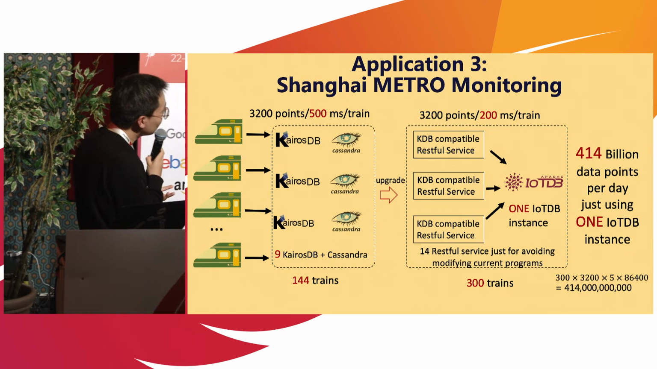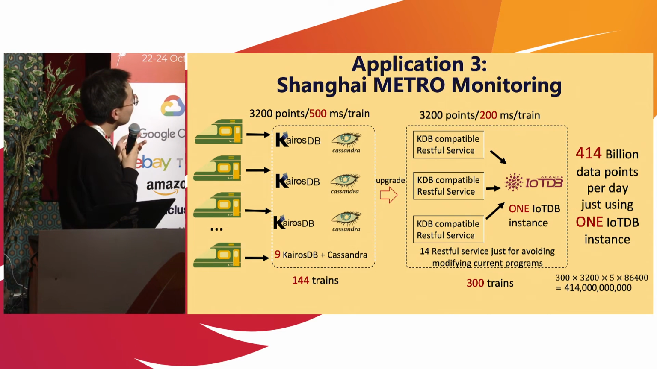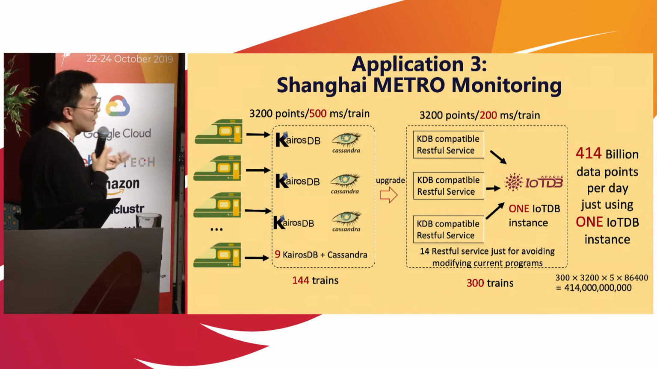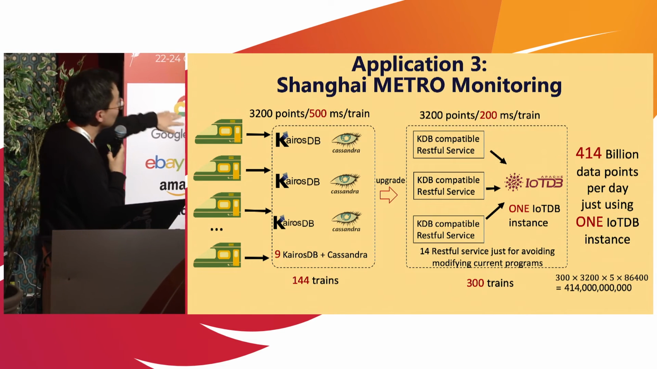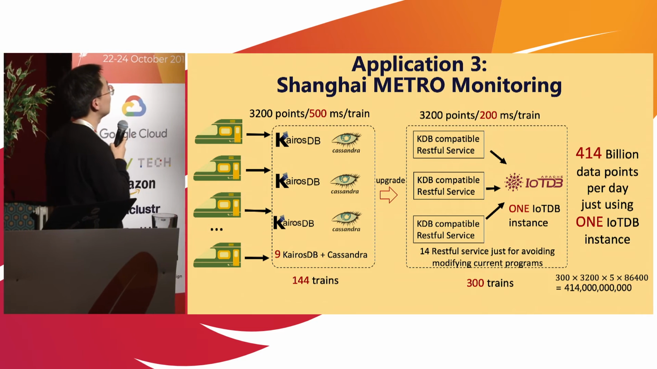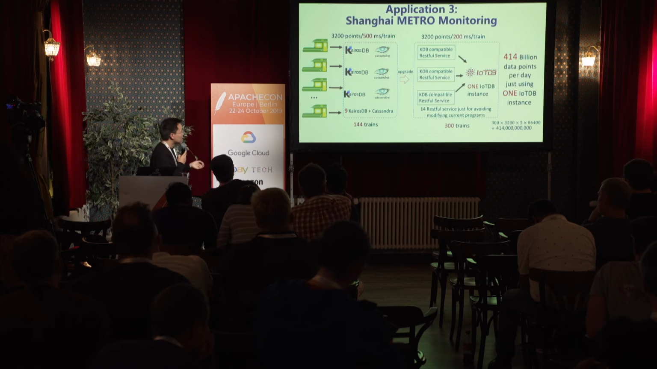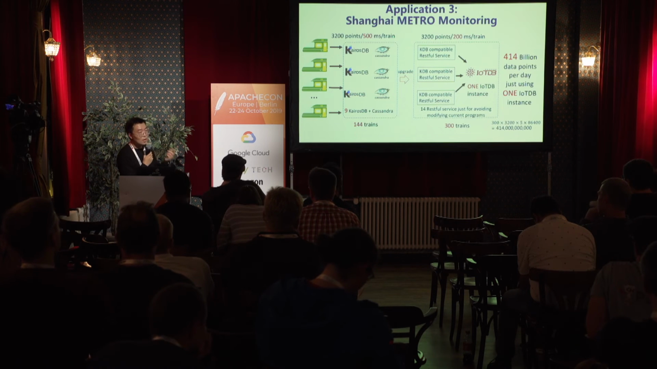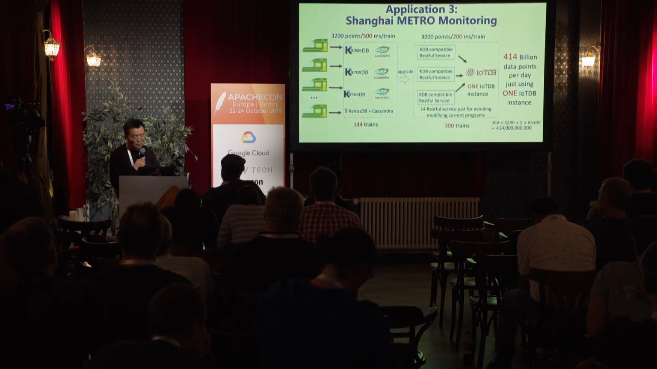Before we used IoTDB, Shanghai Metro used CnosDB and a Cassandra backend to collect data from just 144 trains, and the collection frequency could only reach 500 milliseconds. But now we use just one IoTDB instance to collect more data than that.